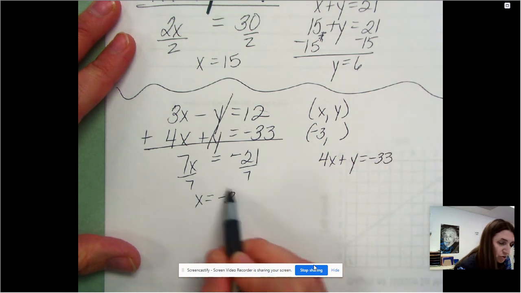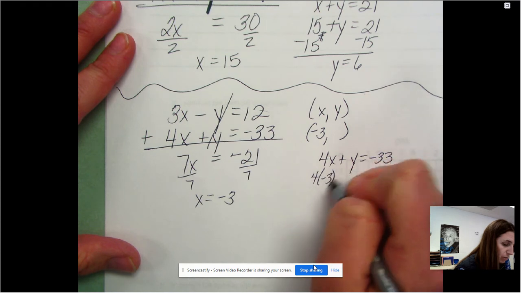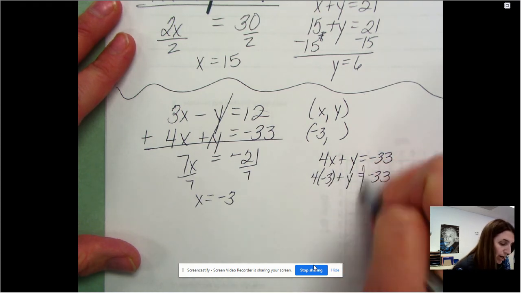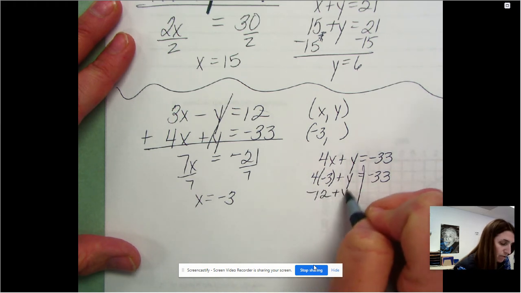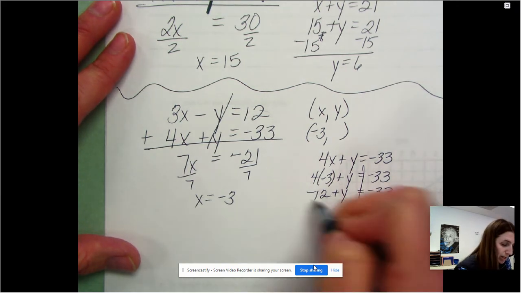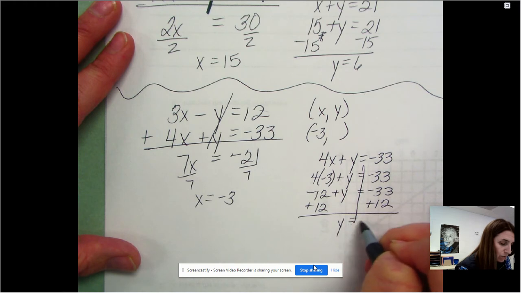We're going to substitute in that negative 3 for the x value. So 4 times negative 3 plus y equals negative 33. In order to solve for y, I have to simplify this multiplication here. So we have negative 12 plus y equals negative 33. And now I can move that negative 12 by adding 12 to both sides. Y equals negative 21.